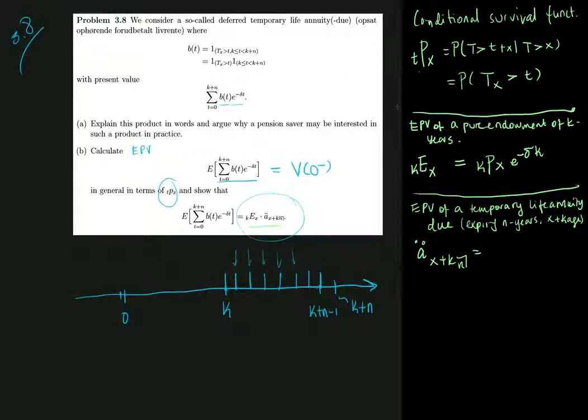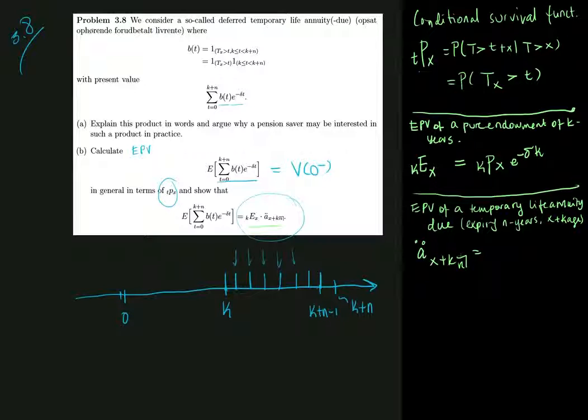So when the x plus k is here, after the a, it means that we're looking at an x plus k year old right now at time 0. And we draw the contract with an expiry of n years. So what is this kind of temporary life annuity due? It means that assuming you're alive, then you will receive payment once in the beginning of each year, beginning at time 0 all the way up until time n minus 1, given you're alive.